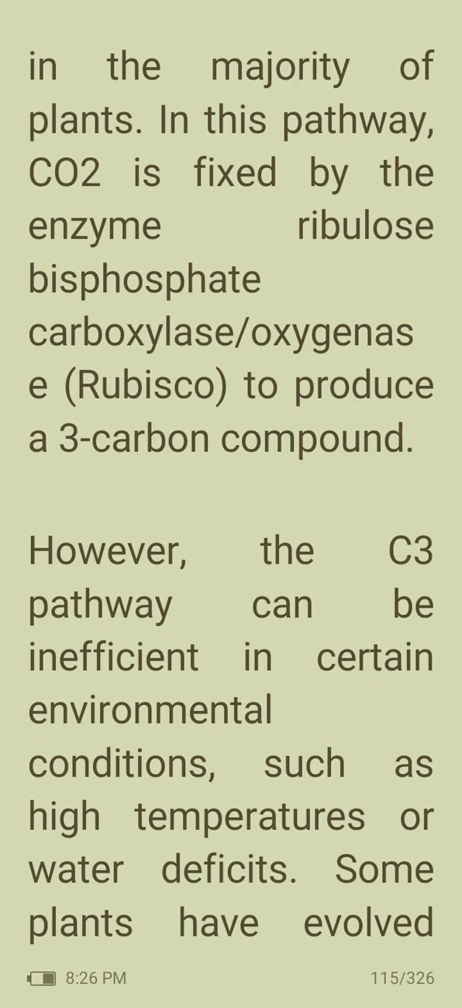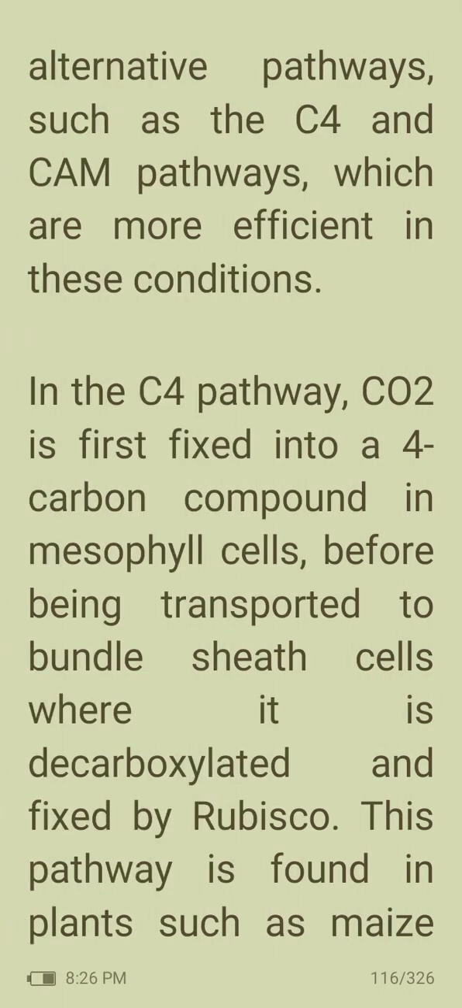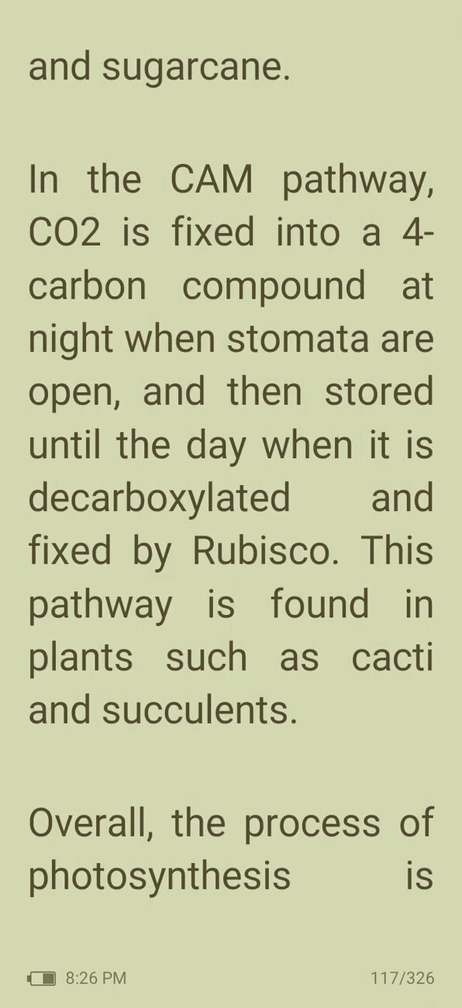Some plants have evolved alternative pathways such as the C4 and CAM pathways, which are more efficient under these conditions. In the C4 pathway, CO2 is first fixed into a 4-carbon compound in mesophyll cells before being transported to bundle sheath cells, where it is decarboxylated and fixed by Rubisco. This pathway is found in plants such as maize and sugarcane.